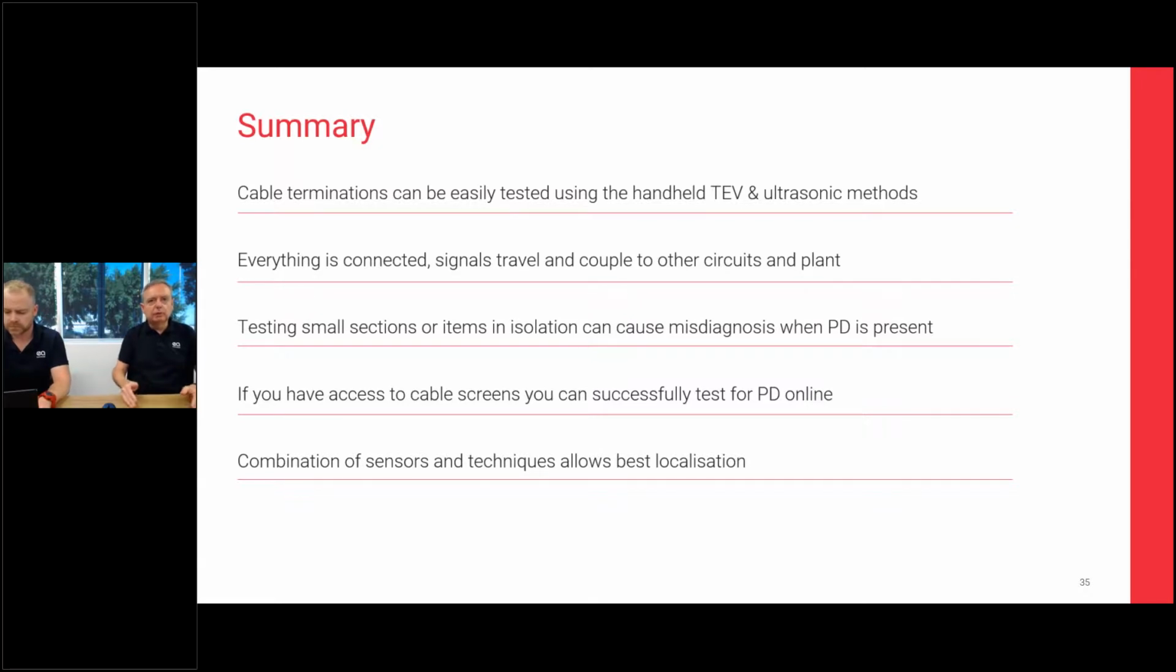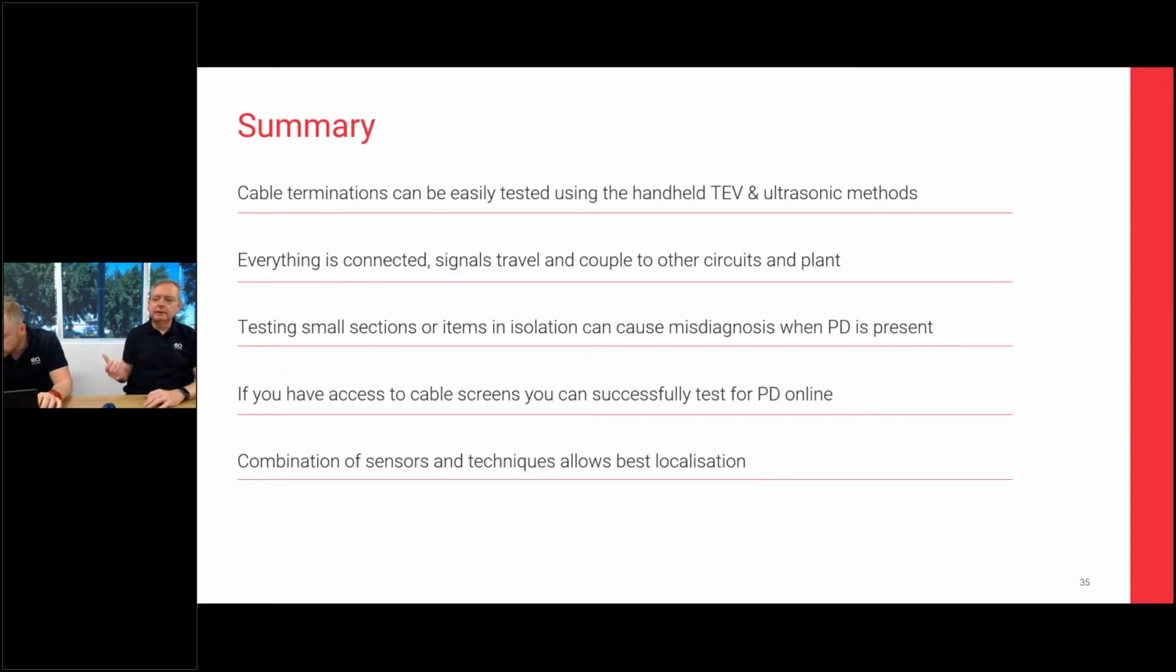So what we suggest is always to test everything. Try not to test small sections or items in isolation, because it can cause misdiagnosis. So like the example Brad showed, if we just went to substation A to test substation A, we might go down the route of just replacing the terminations in sub A when it's nothing to do with that specific thing.